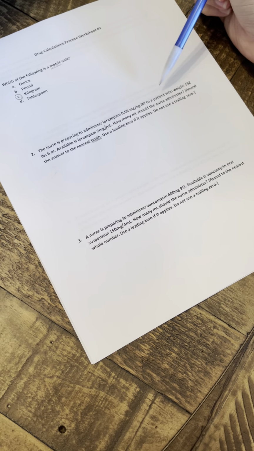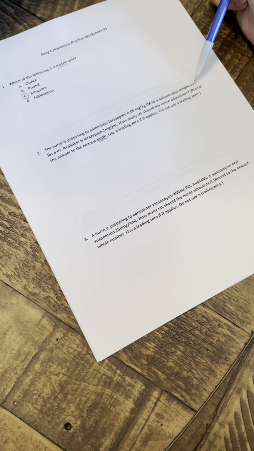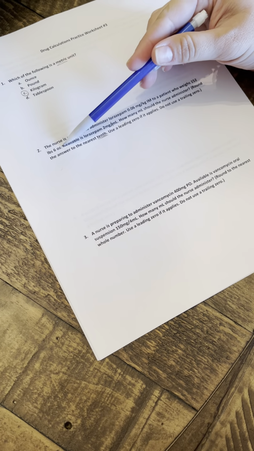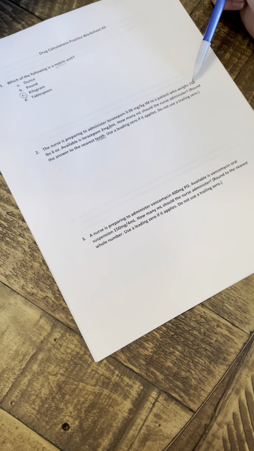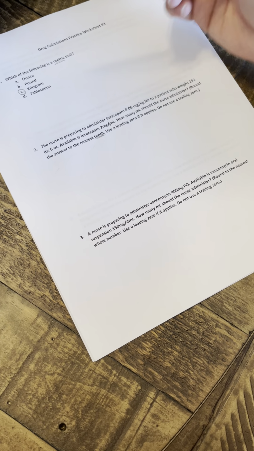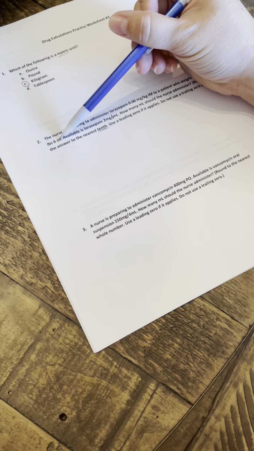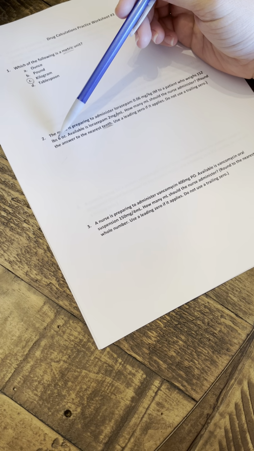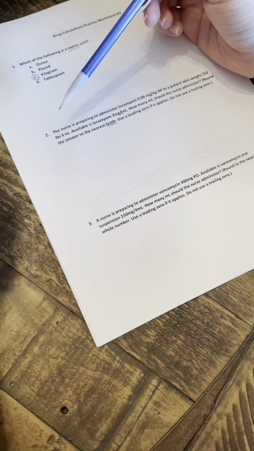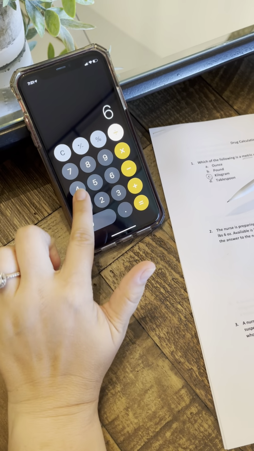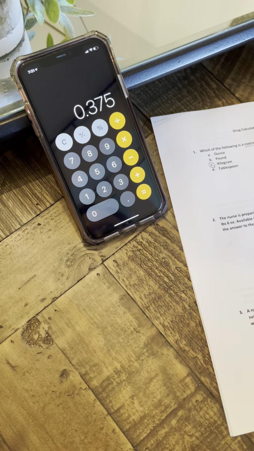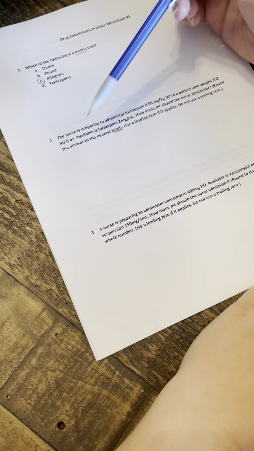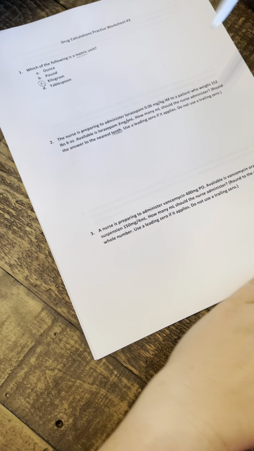So first thing we have to do, because we need kilograms, is to change our pounds to kilograms. So our patient weighs 152 pounds and 6 ounces. This is not 152.6. So we have to take 6 ounces and convert that first to pounds. We know that there is 16 ounces in a pound. So we take 6 divided by 16, and we have 0.375. So 6 ounces is 0.375 pounds.